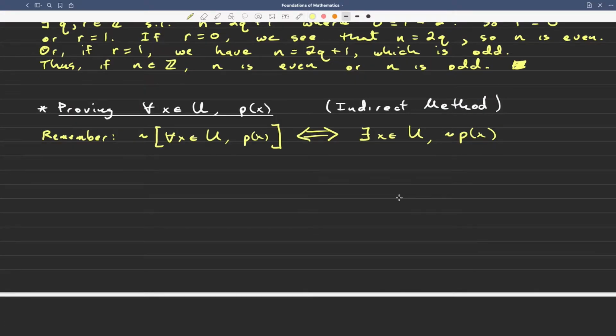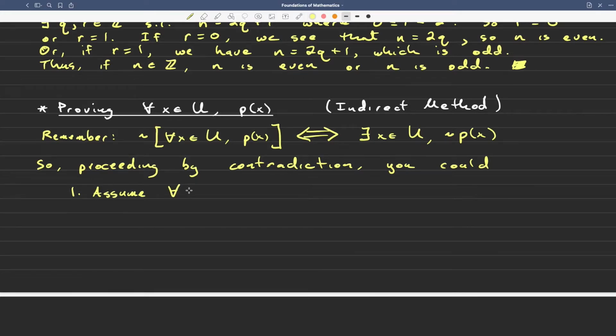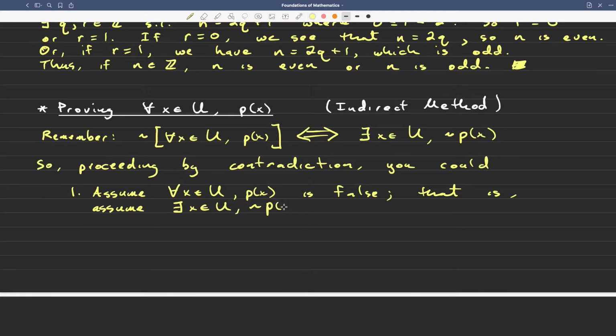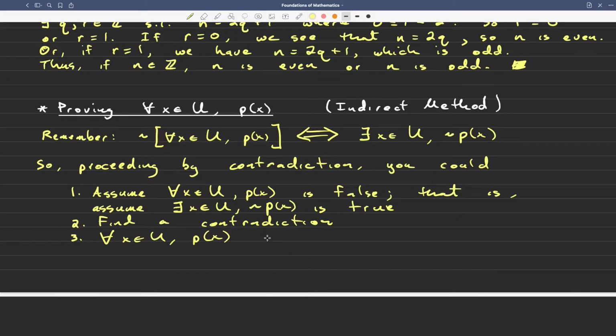If I wanted to do a proof by contradiction, so proceeding by contradiction, you could, one, assume not for every x in U, P of x is true. That is, assume there exists an x in the universe such that not P of x is true. Then two, find a contradiction. Three, then you would conclude for every x in U, P of x is true.